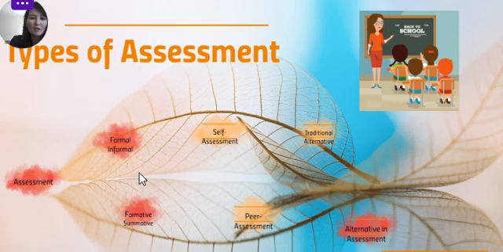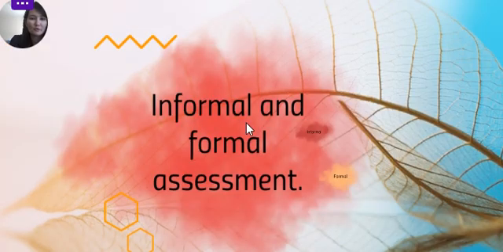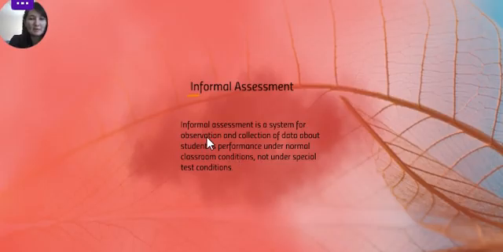Okay, now types of assessments. We have formal and informal assessment. What are informal assessments? Let's see. Informal assessment is a system for observation and collecting data about students' performance under normal classroom conditions, not under special test conditions. For example, discussions or any types of debates and role plays can be examples of informal assessment.